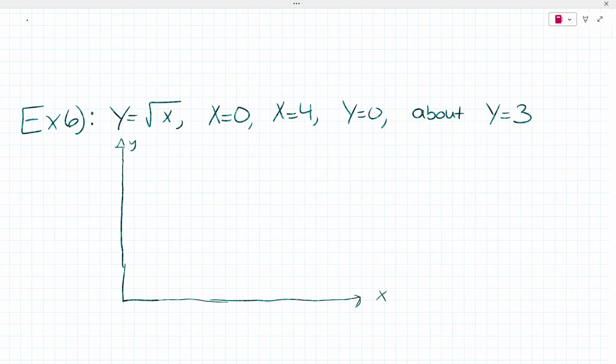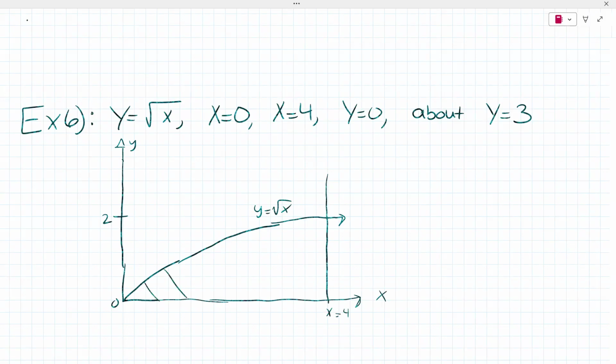We know from previous examples that this distance is 0 and then this should be 2. And then you have y equals square root of x like this. And then you have this vertical line, x equals 4 like this. Here's our shaded region. Okay, so if we're revolving around y equals 3, our slice will be horizontal like this.